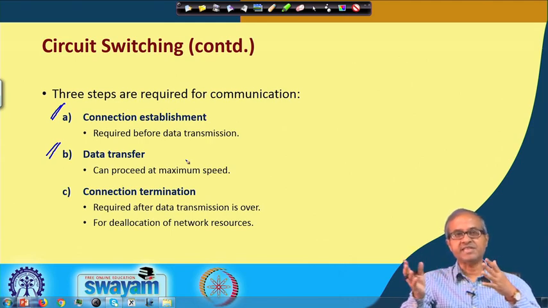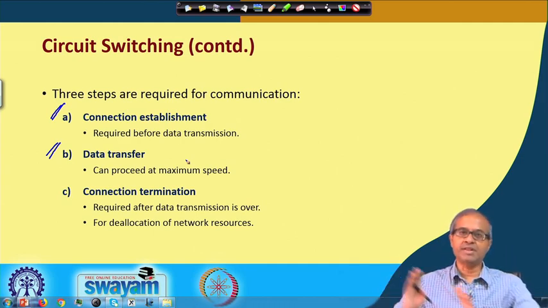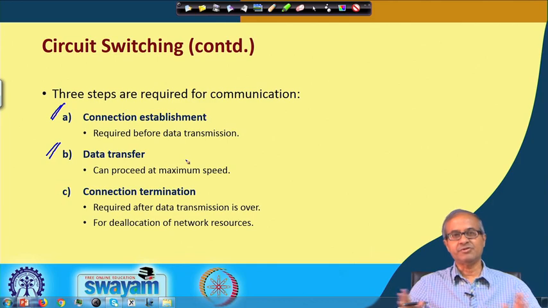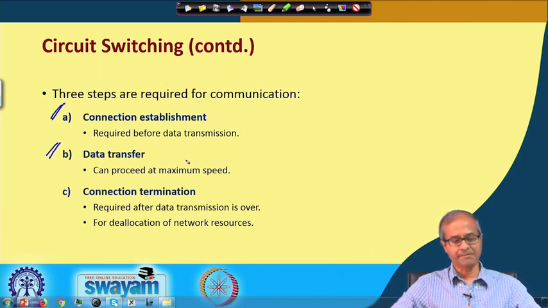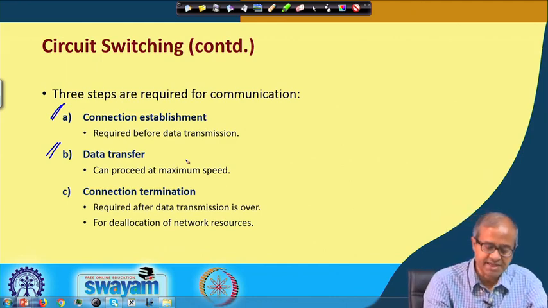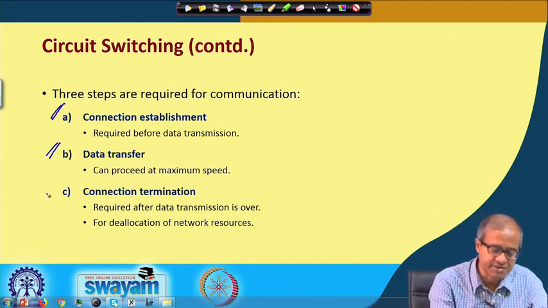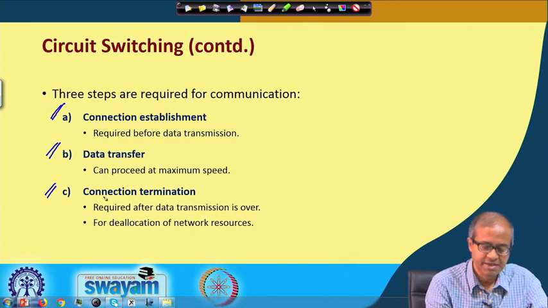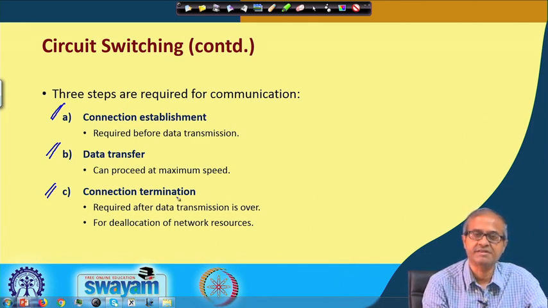Now, the advantage of circuit switching comes in the second step. When data transfer takes place, it is at the maximum possible speed without any disruption. So, you have dedicated bandwidth along all the links. That amount of dedicated bandwidth is always available to you. Okay? And of course, at the end, when you are finished with the data communication, you terminate the connection.